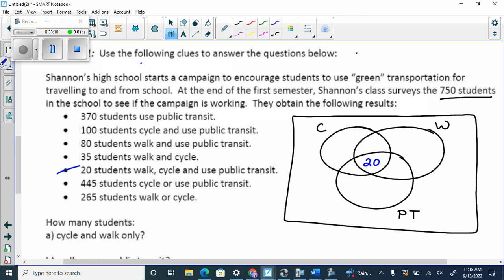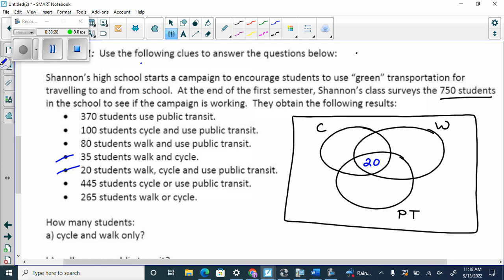This doesn't say 35 students walk and cycle only. If it said only, I would go here, walk and cycle, and I'd put a 35. Do you agree? But it doesn't say only. When it says only, I don't have to subtract. When it doesn't say only, think, I have to subtract, I have to subtract, I have to subtract. If the word only isn't there, you have to subtract.